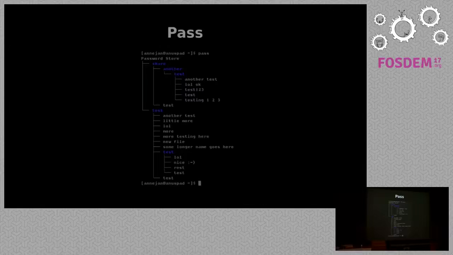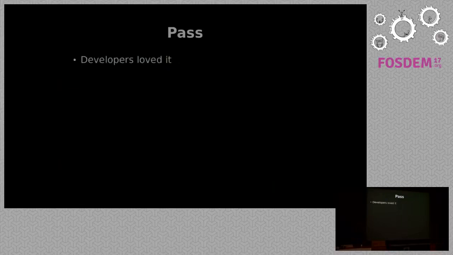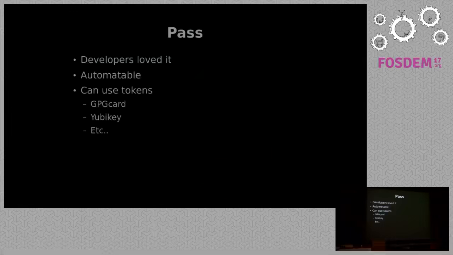This is what it looks like, or might look like, if you have some tests going on. It was really nice. The developers all loved it instantly. It's very easy to use, it's automatable, you can just do tab completion on the tree structure. It directly feels right. You can also use token-based authentication with GPG, so a YubiKey or something, which you can then take from a person when he leaves the company. So that's an added layer of safety in there.